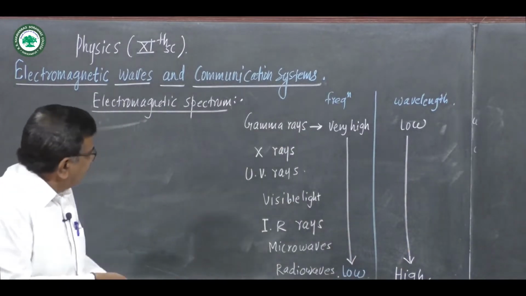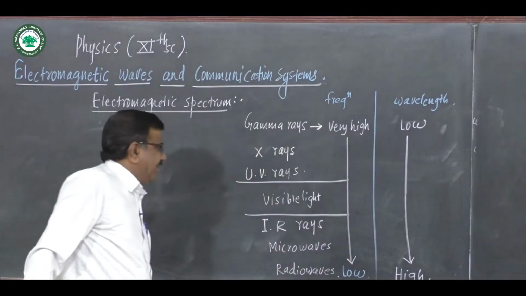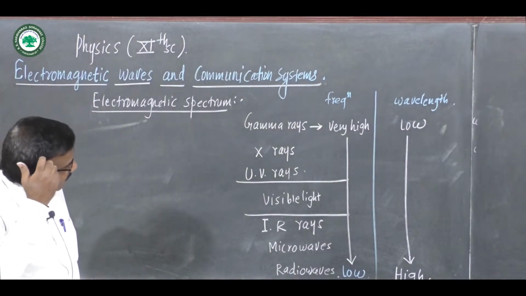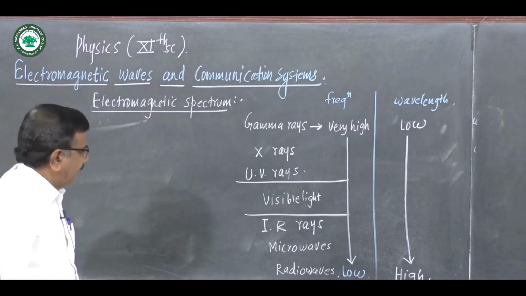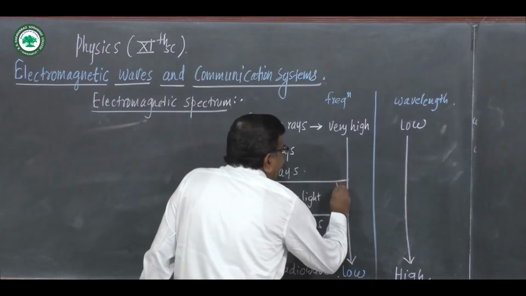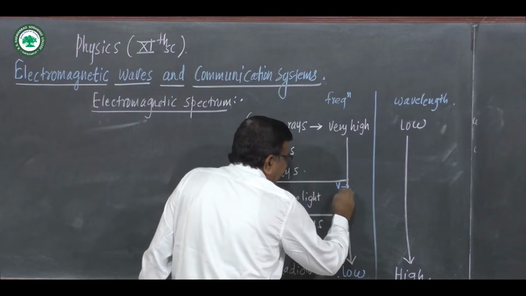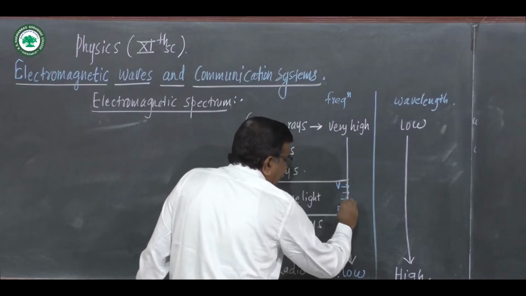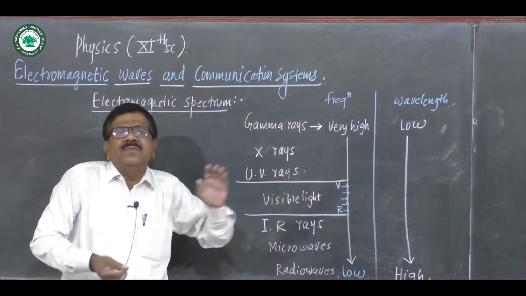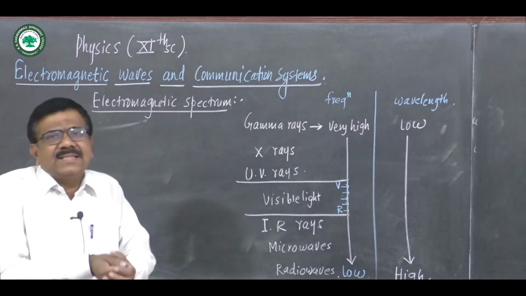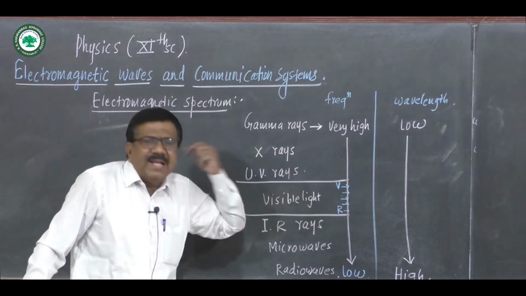Now see here, this part of the electromagnetic spectrum is visible to us. It is called visible light. And this visible light consists of colors from violet to red: violet, indigo, blue, like this. This is visible to us. This part is invisible. This part is also invisible to us. Only the part visible to us is this visible light, from violet to red.